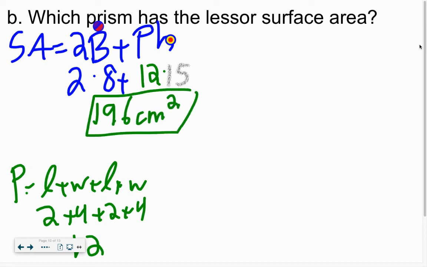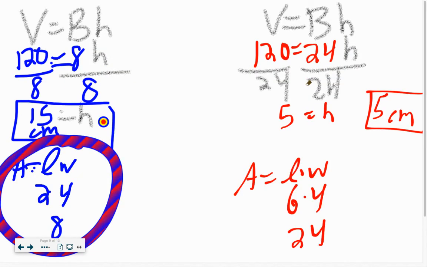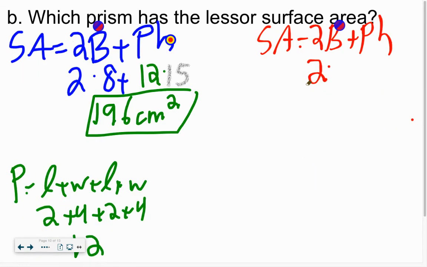And then to find which one has the smaller or lesser surface area, I've got to do the surface area of my other prism. Same formula, 2 big B plus pH. The 2 stays the same. Then we find the area of the base, which we already did. I need to jump back a page so I can find it over here, the 24. And I'm going to plug that again in for the big B on this page, 24, plus the perimeter.